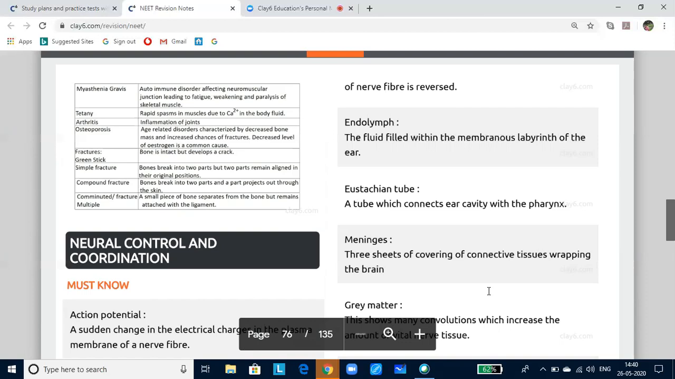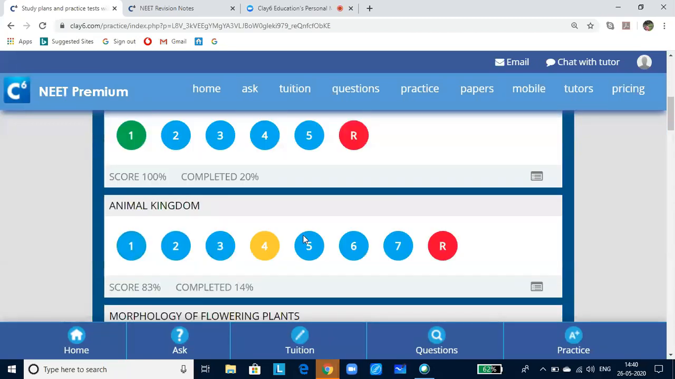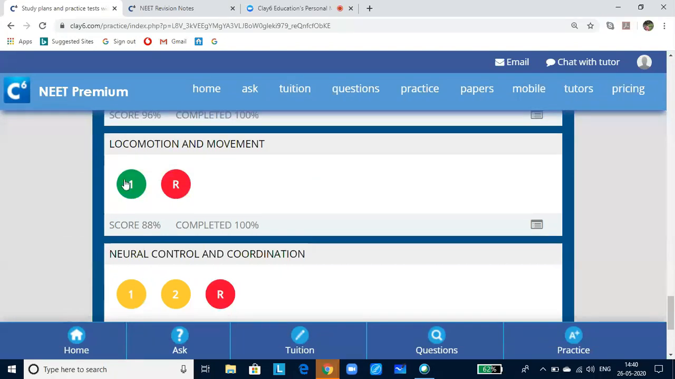Spondylitis is inflammation of one or more vertebrae. It may be due to arthritis, tuberculosis, or ankylosis. So with this we are completing all the concepts that are very essential from this lesson. Now let us get back to the test. So let us look into the lesson, that is locomotion and movement.